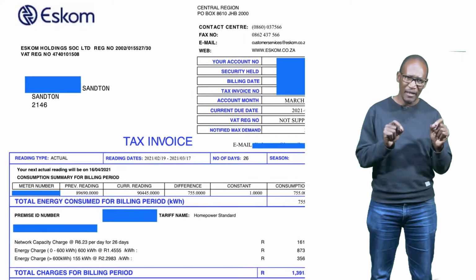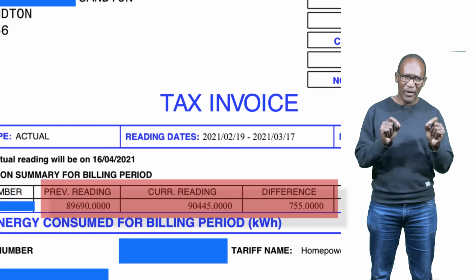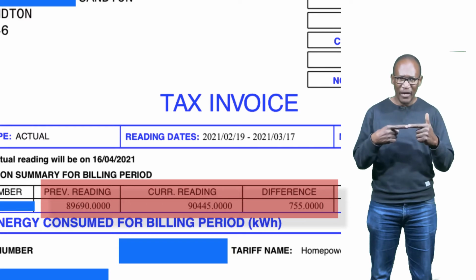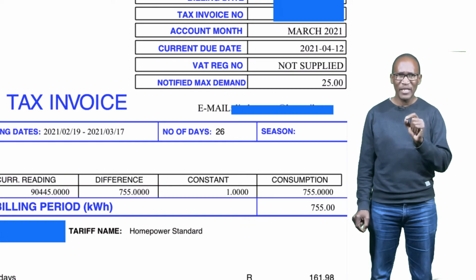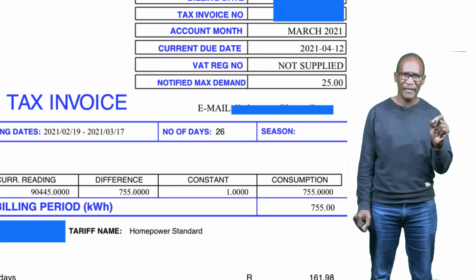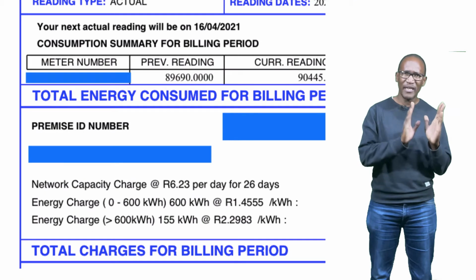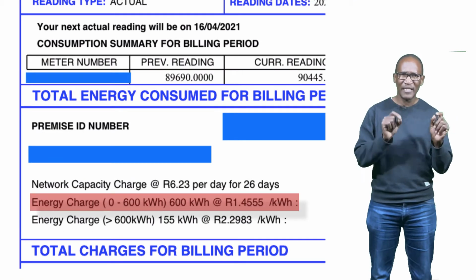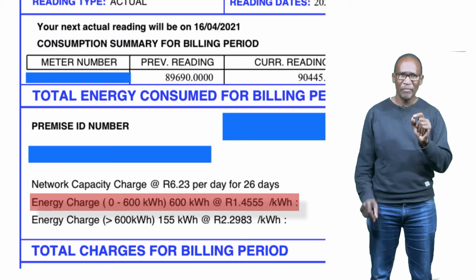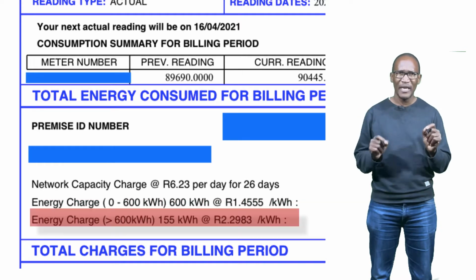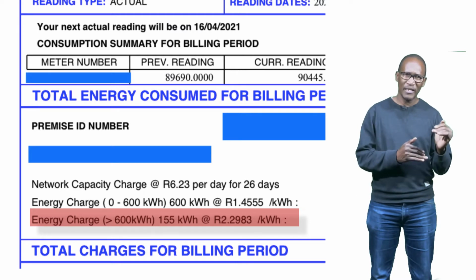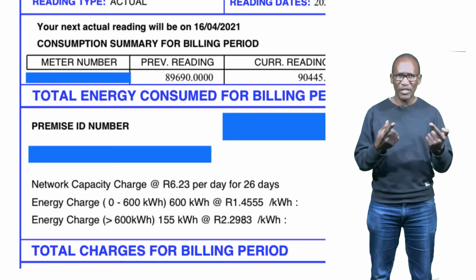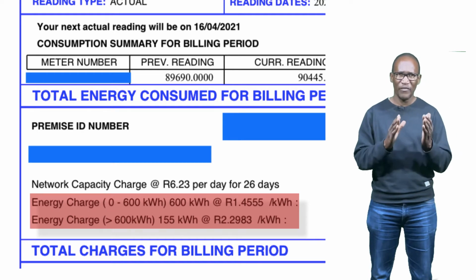The Eskom bill consists of the current month kilowatt-hour reading and the previous month kilowatt-hour reading, which are subtracted from each other to give the kilowatt-hour usage for the month. In this example, the monthly usage is 755 kilowatt hours. This total is split: the first 600 kilowatt hours per month is charged at R1.45 per unit. Then the usage over 600 kilowatt hours is charged at R2.29 per unit, which is 155 kilowatt hours in this example, i.e. they split this total usage of 755 into 600 and 155.